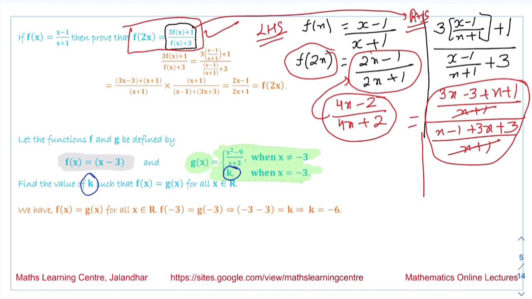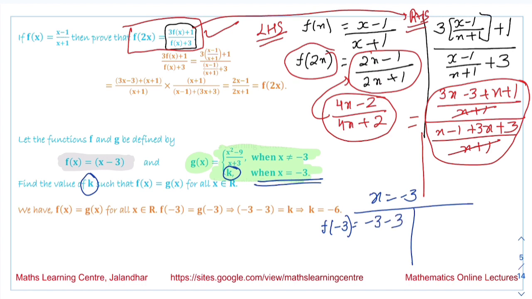We are saying that at all x, these values are equal. So what is given to us is that when x is equal to -3, we calculate the values of both functions. We have f(-3) = -3 - 3, which is equal to -6.